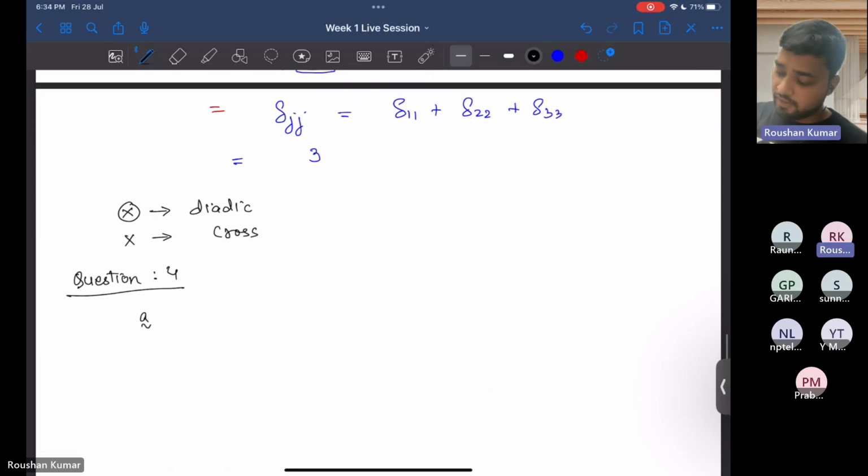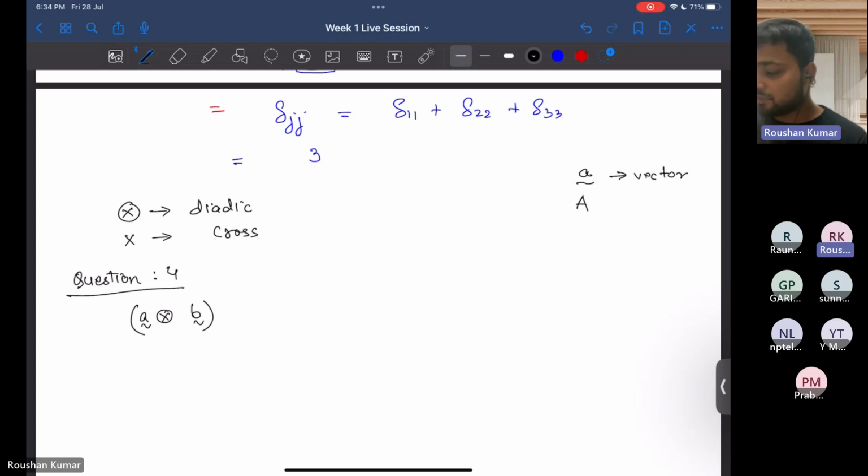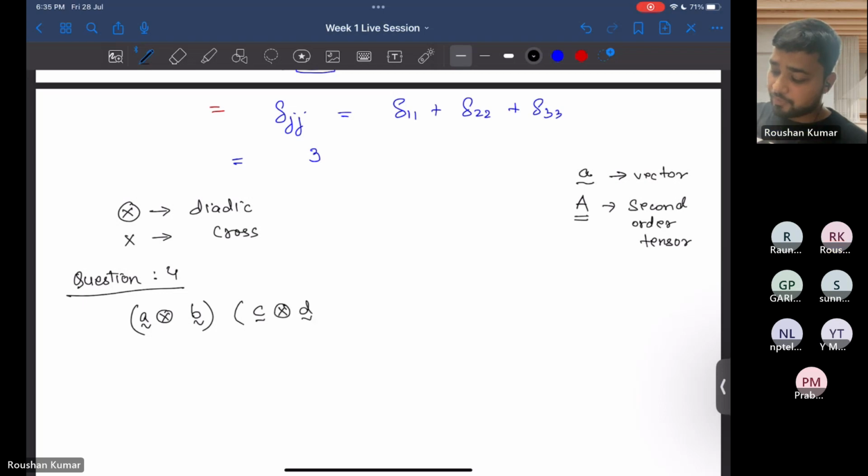So in this we have to show a tensor product B. Here a single tilde denotes a vector, and if I write any letter in small letter with a single tilde, it represents a vector, and if I denote a letter with a capital one with a double tilde, it denotes a second order tensor. So here vector A tensor product vector B multiplied with vector C tensor product vector D is equal to vector A tensor product vector D and vector B dot C.